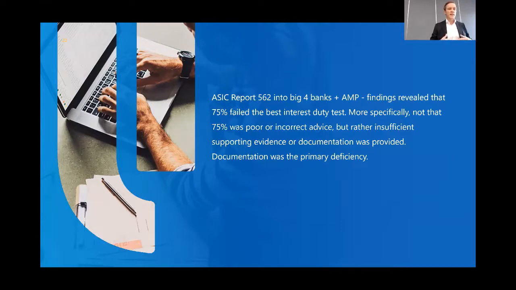Now 75% is a pretty damning statistic by any measure. But when you dig deeper, more specifically, it wasn't that 75% was poor or incorrect advice. It was that there was a lack of supporting documentation around a lot of the elements of the advice. So the documentation, or lack thereof, was the primary deficiency identified by ASIC out of that research. But nevertheless, that latter part doesn't make the headlines like a 75% failure does.